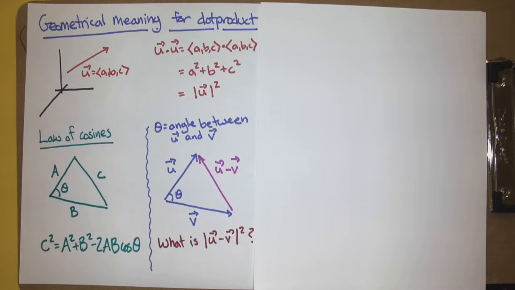So if theta happens to be a right angle, cosine theta is 0. And you get the Pythagorean theorem. All right, so here we go.